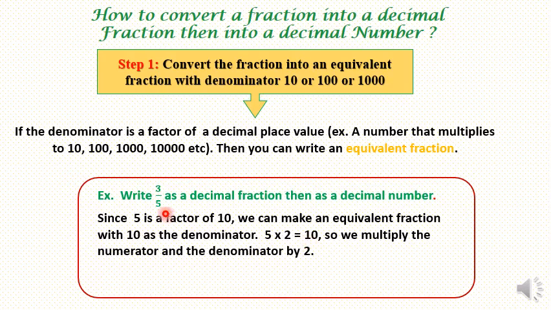So I want to multiply the denominator by 2, so we will multiply also the numerator by 2 to get 3 times 2, it's 6. 5 times 2, it's 10. Now, is it a decimal fraction? Yes, 6 over 10, which is the equivalent fraction of 3 over 5, is a decimal fraction whose denominator is 10. Now, this fraction is ready to write as a decimal number.